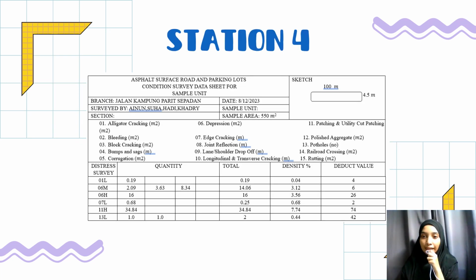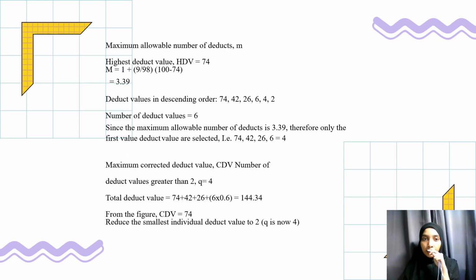This is the data that we have collected at Station 4, and these are the several damages that we have found. The maximum allowable number of deducts, M. Highest deduct value HDV is 74, so M is equal to 3.39. These are the deduct values in descending order. Number of deduct values is 6.